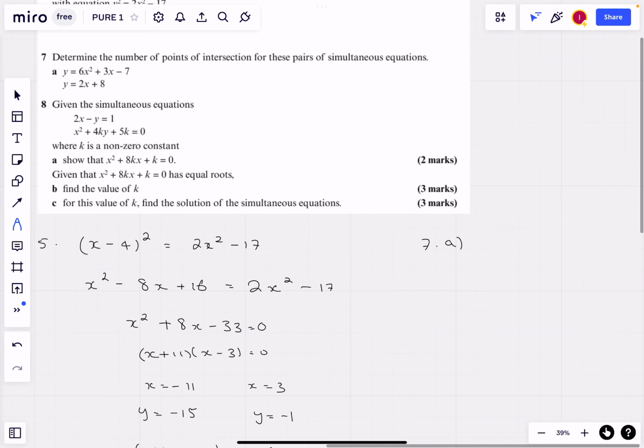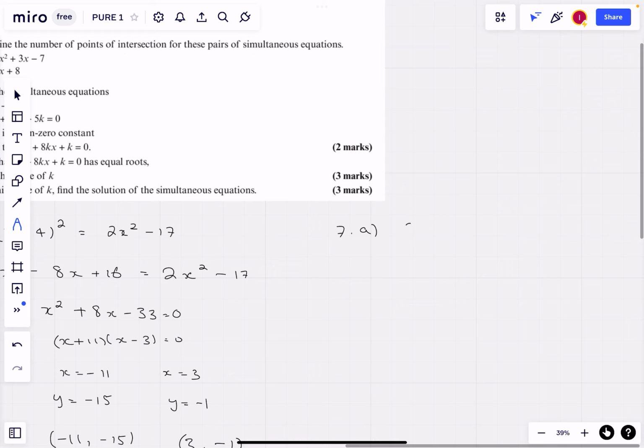Okay. They're both equal to y, so you're going to make them equal to each other. Or you can think of it as substitute equation 2 into equation 1. So 2x plus 8 equals 6x squared plus 3x minus 7. You want to rearrange so that everything is equal to 0, like that. And now you're going to use the discriminant.